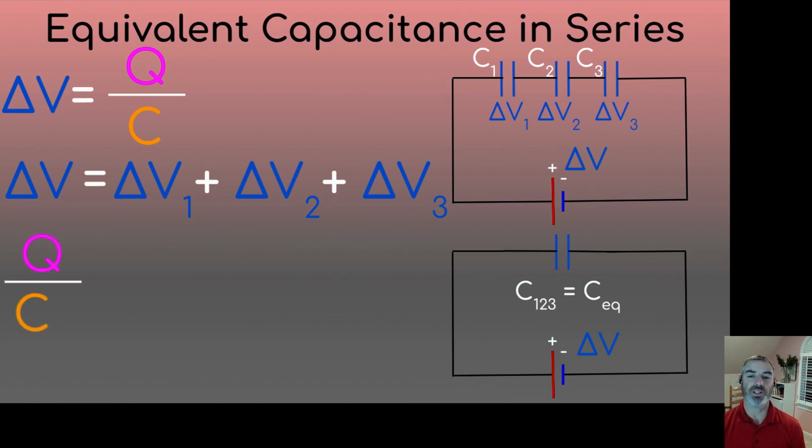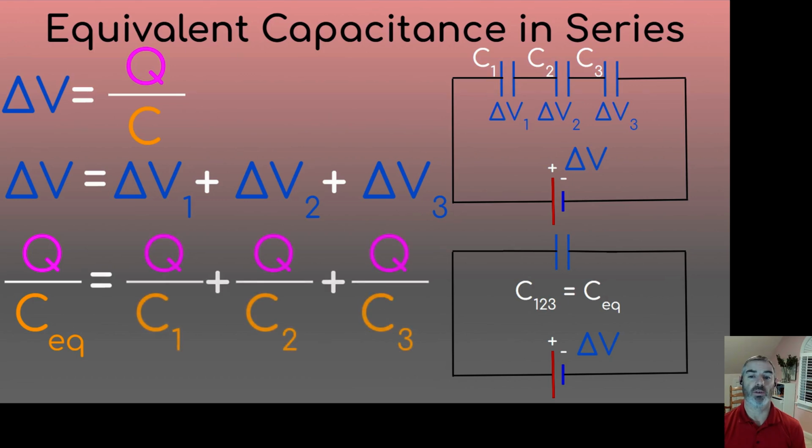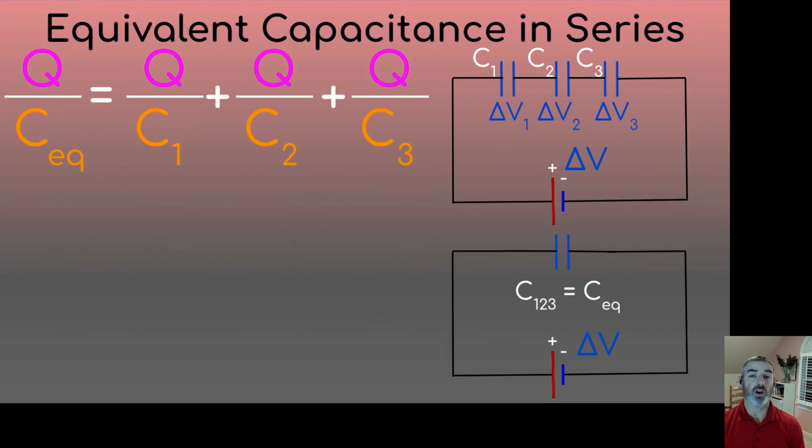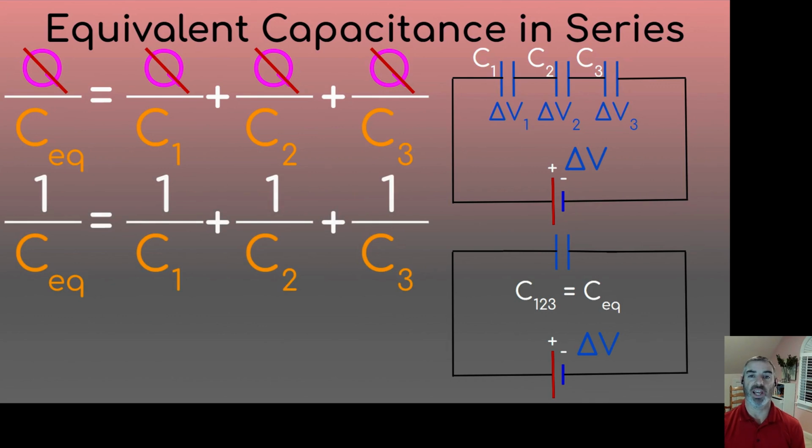So we can substitute Q over C, and that's going to be the equivalent capacitance. And then we can substitute each of them for Q over C1 plus Q over C2 plus Q over C3, just substituting in the potential value of each of those capacitors. Now, what we know is that the charge on each of the capacitors is equal, so we can cancel out the charge, leaving us with only values of capacitance. 1 over the equivalent capacitance equals the inverse of each of the individual capacitors added together.